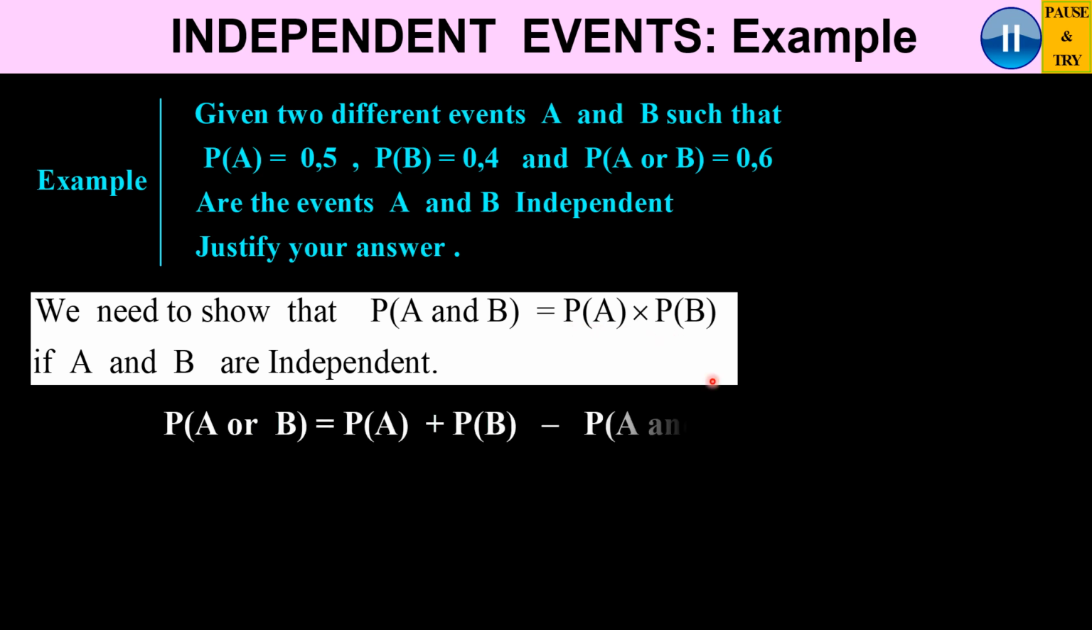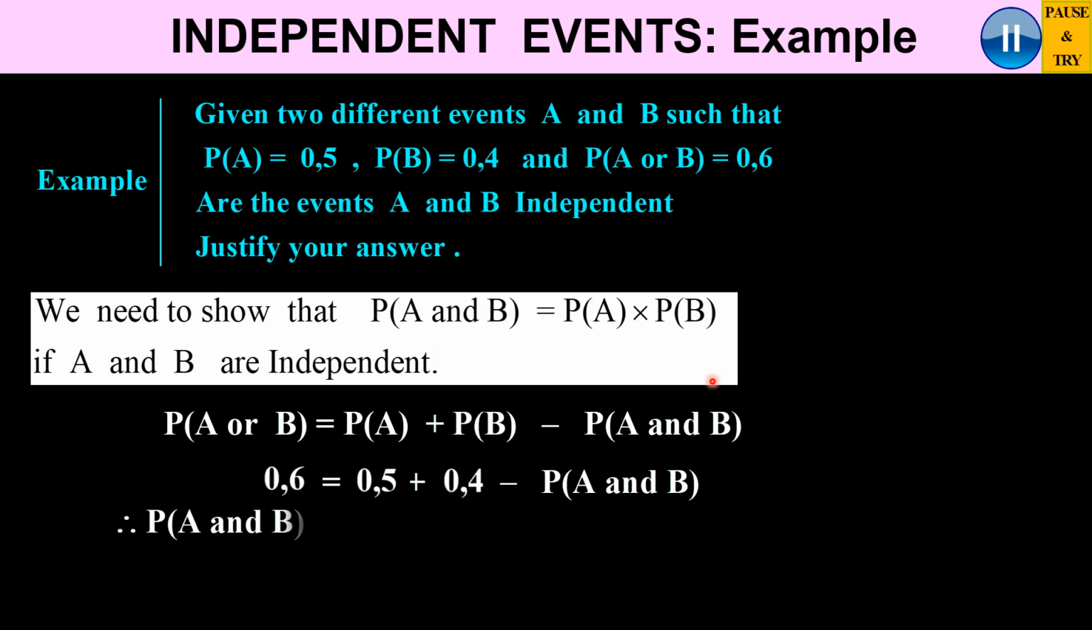So let's see there, we take our addition rule and we are given some values, so we can do the substitution. Probability of A or B, that's given as 0,6. Probability of A is 0,5. Probability of B is 0,4. And now we can calculate the probability of A and B. If we calculate that, it's 0,5 plus 0,4 subtracting 0,6, and that gives us 0,3.